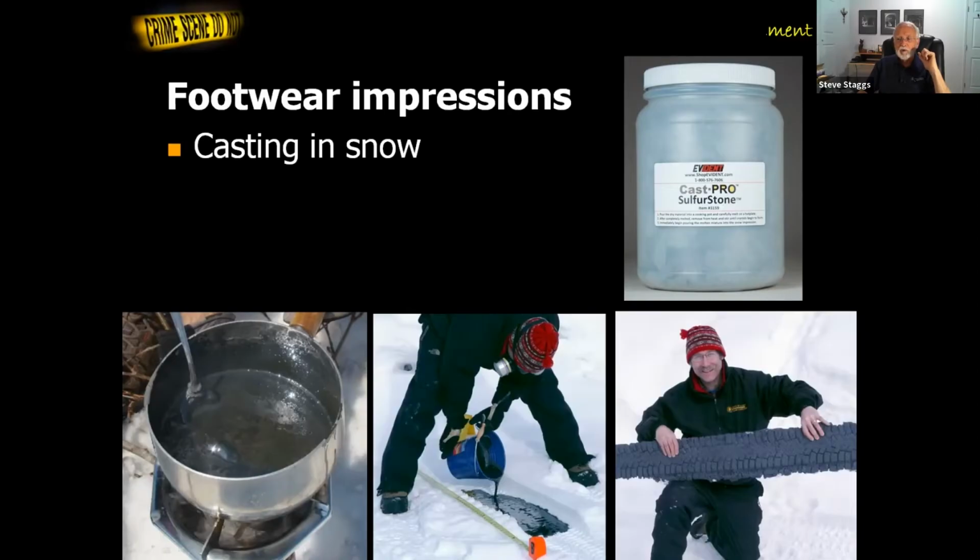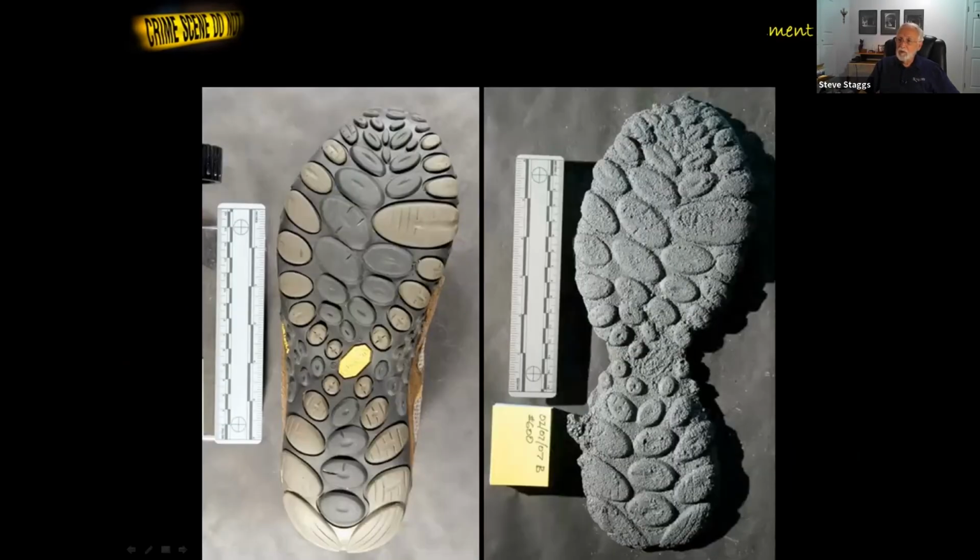So the way you use sulfur is you have a camp stove and you have a pot. You put some sulfur in the pot, heat it until it becomes a liquid. Once it becomes a liquid and you're stirring it the whole time, you go ahead and pour it into your impression right away. When you pour it into the impression, it's going to turn back into a solid instantly because of the cold snow, and you end up with a very high resolution result. The only problem with just using regular sulfur is it's very brittle. This Cast Pro sulfur stone has a hardener built into it. This is what a cast with sulfur stone would look like.